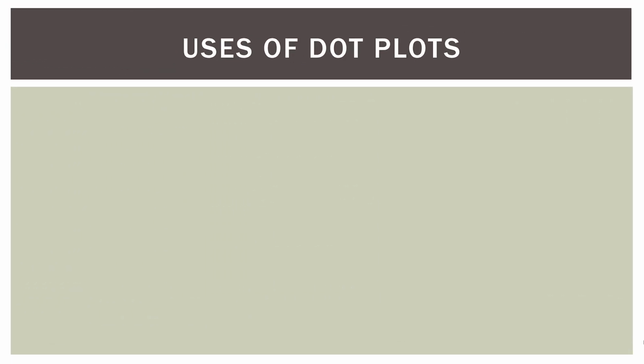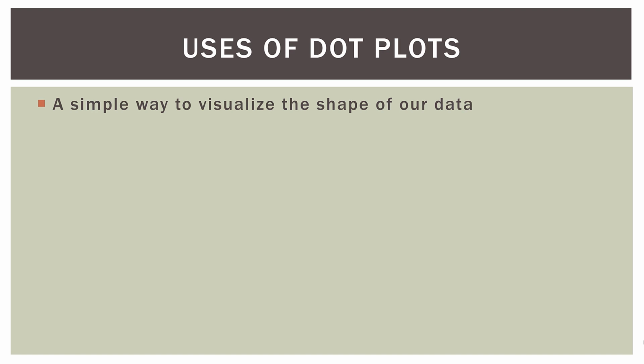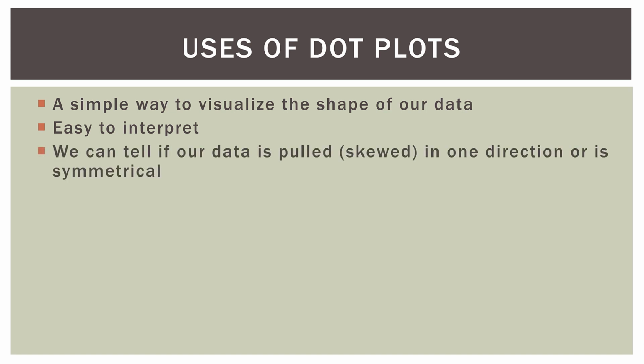So what are some uses of dot plots? Again, they are a simple way to visualize the shape of our data. They are easy to interpret. We can tell if our data is pulled or skewed in one direction. Like in our previous slide, the data is pulled to the right. It's skewed to the right because of those higher salaries.